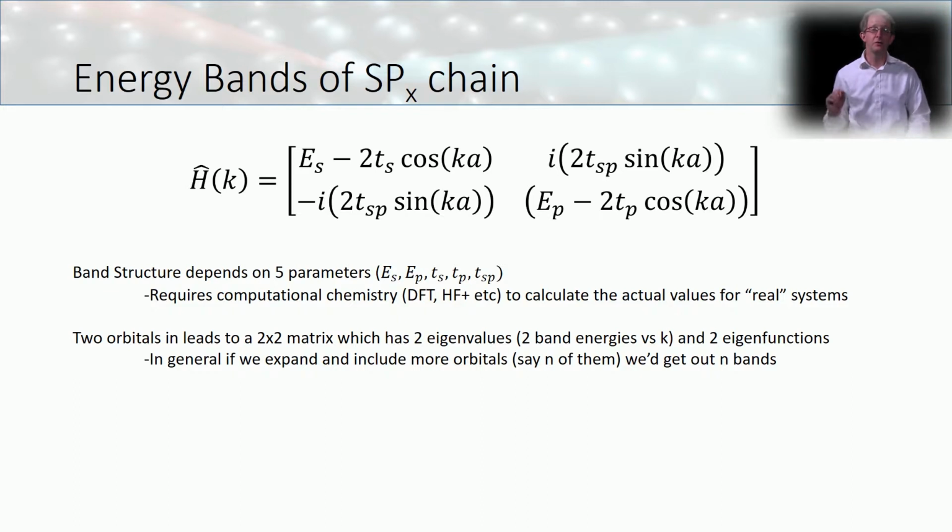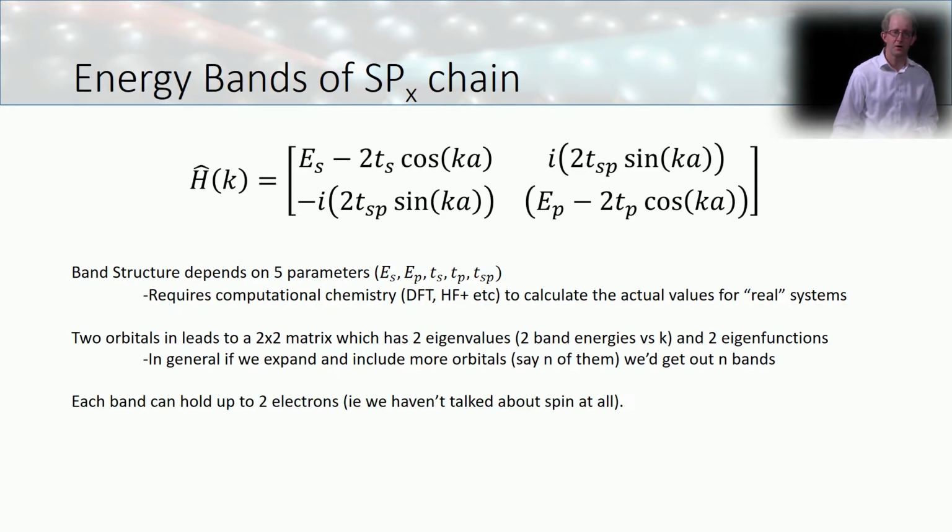Okay, so another thing to know is that we have two orbitals, an s and a px orbital, in each unit cell. That's going to give us two different bands. Right? We have a 2x2 matrix that's going to have two eigenvalues and two sets of eigenvectors. So we get two eigenvalues, that's two band energies versus k. If we had more orbitals, let's say we had n orbitals, we'd get n bands, or n eigenvalues and n sets of eigenvectors. All right. And at this point, each band can hold up to 2 electrons. We haven't talked about spin at all, so each band can hold up to 2 electrons.